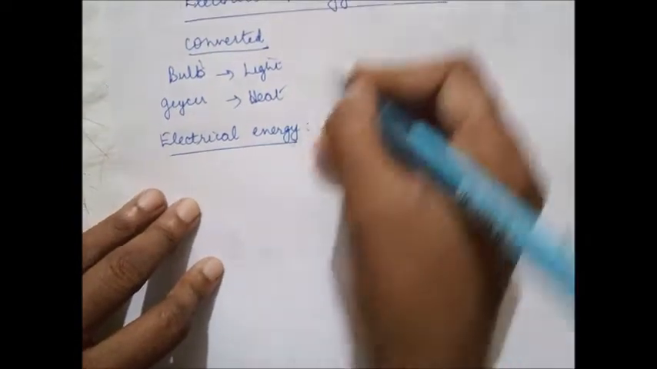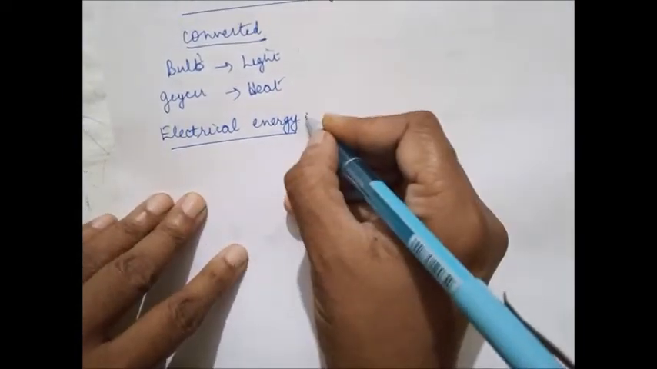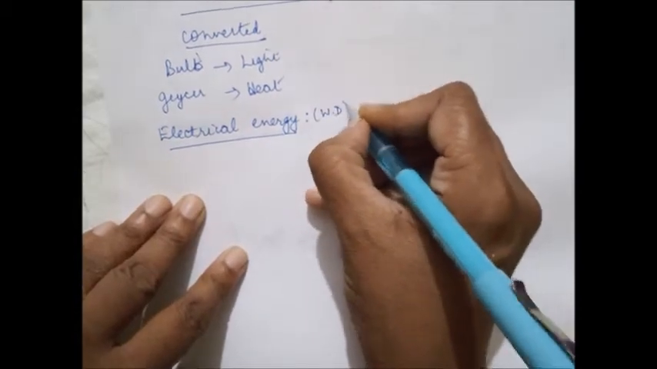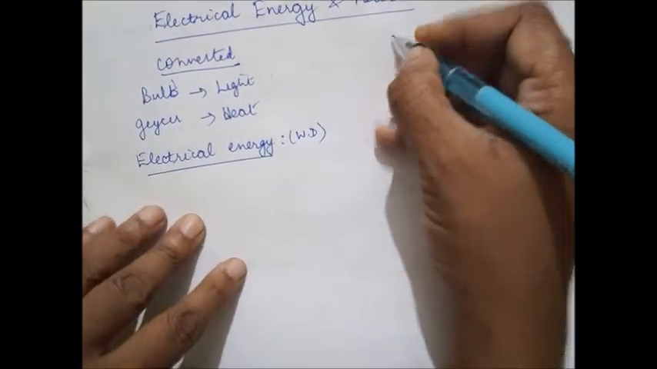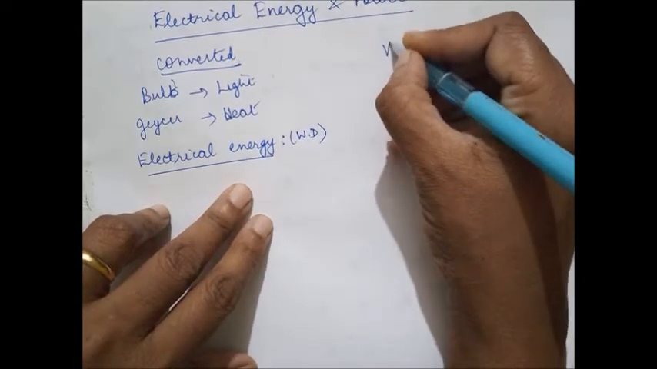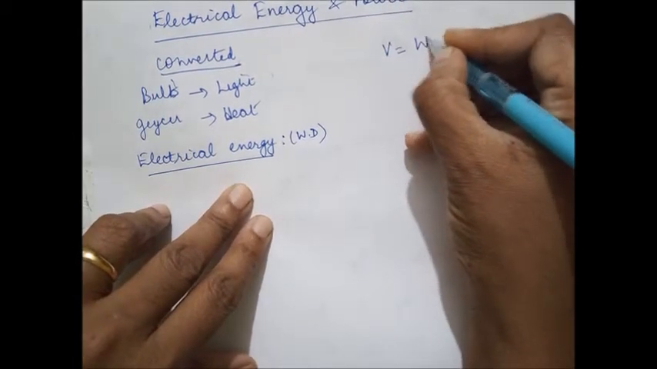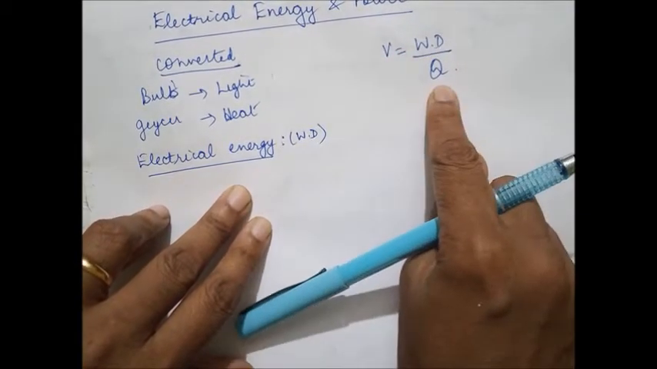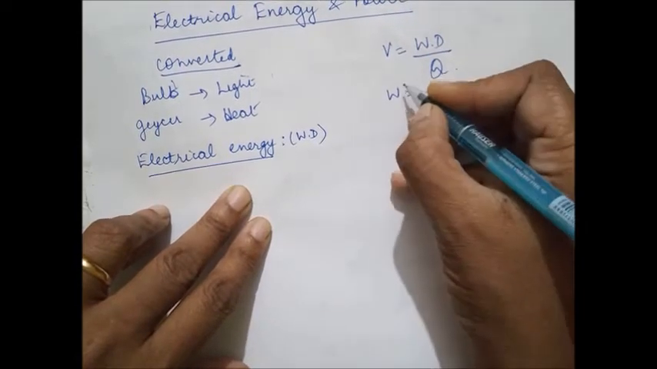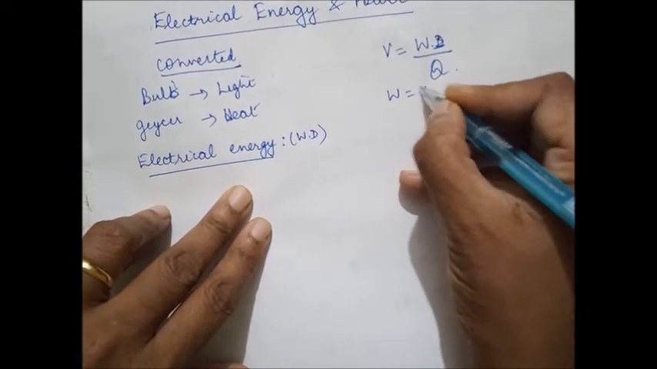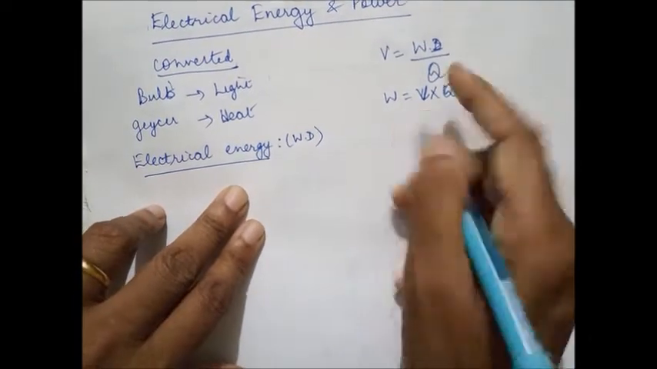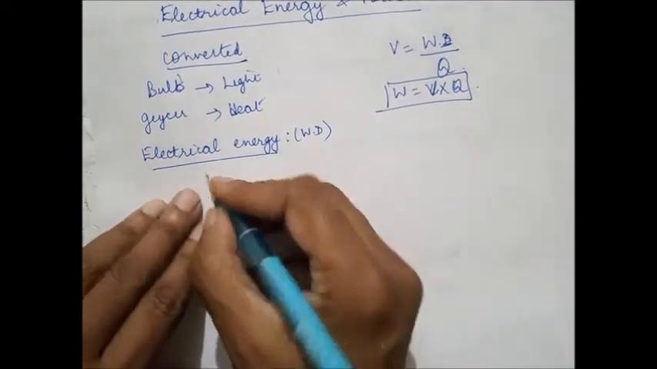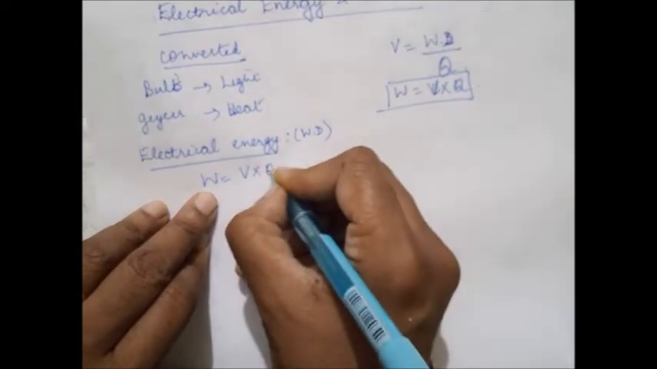Now, the other name for energy is basically work done. Remember, work done is also basically energy. If you remember the formula for potential difference, V is equal to work done to carry a unit positive charge from one place to another. This is the formula for work done. So work done, let's not take WD, we'll take W, is equal to V into Q. When I consider electrical energy as work done, I use this formula, W is equal to V into Q.